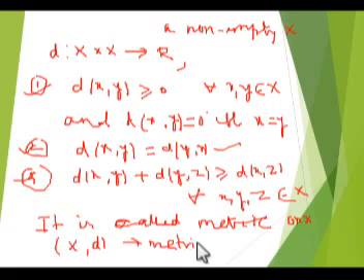Now, how does a metric space generate a topology on a set X? This is our topic. We have to consider first the definition of open balls. We first introduce the definition of open balls, then we generate a topology from the metric space.